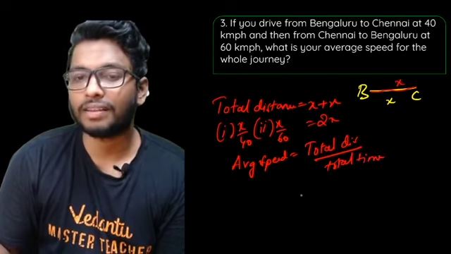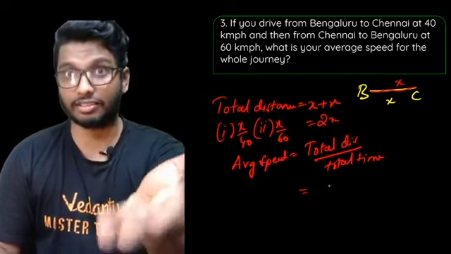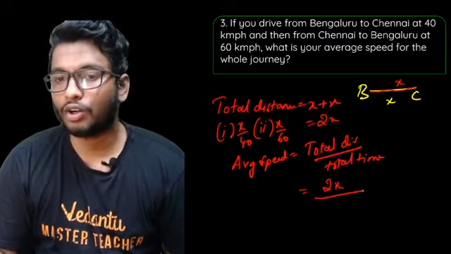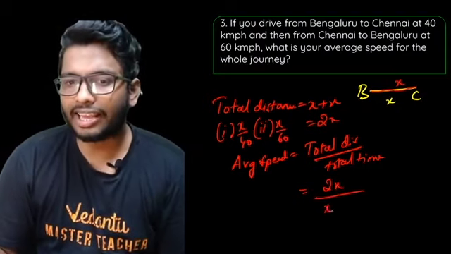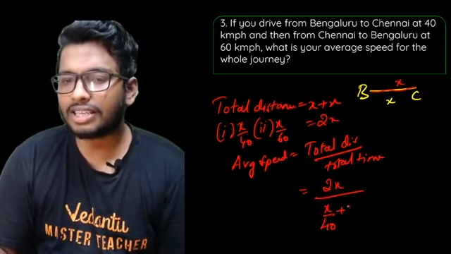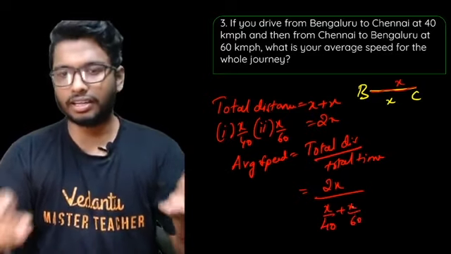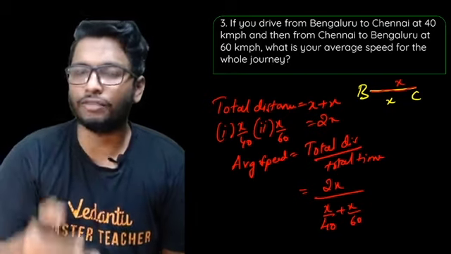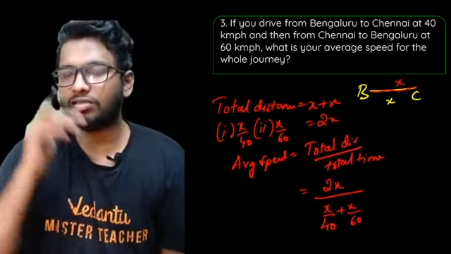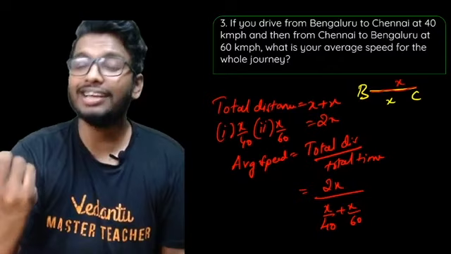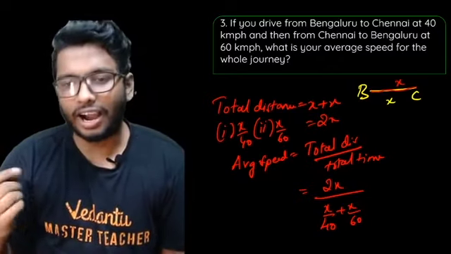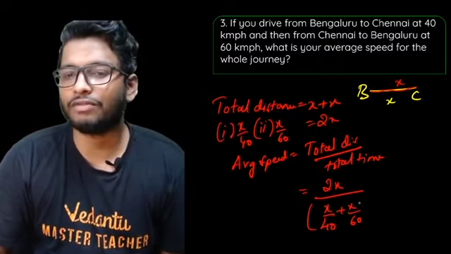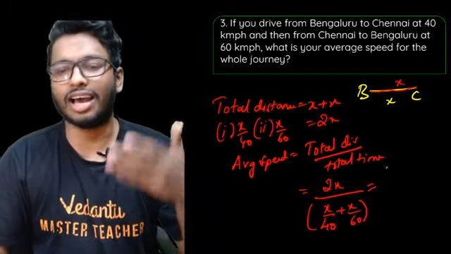Awesome. Now, total distance is x plus x, so it'll be 2x. Total time taken is x by 40 plus x by 60, because I know time taken for the first case to go from Bangalore to Chennai is x by 40, and time taken for the second case to go from Chennai to Bangalore is x by 60. Now, find out the values of this case. If you find out the LCM, you will get the answer for this one. As simple as that.